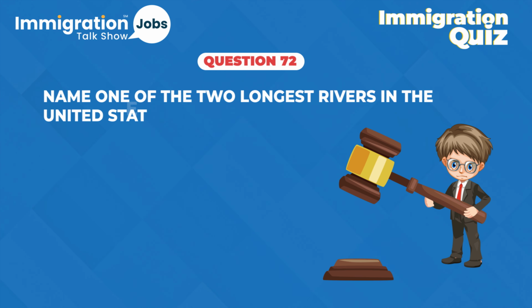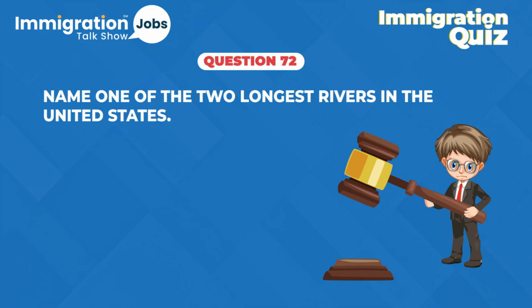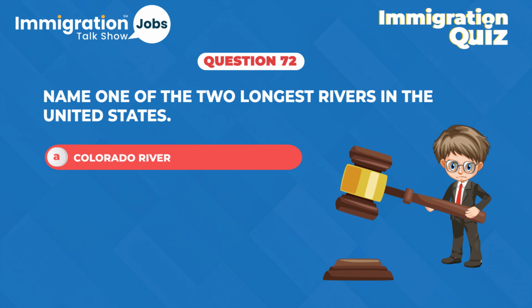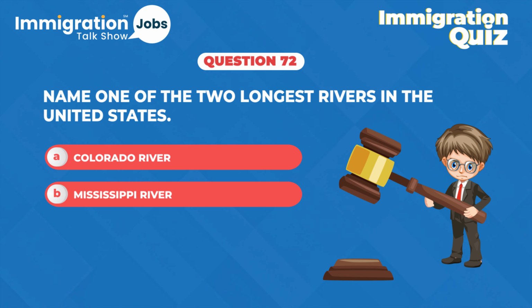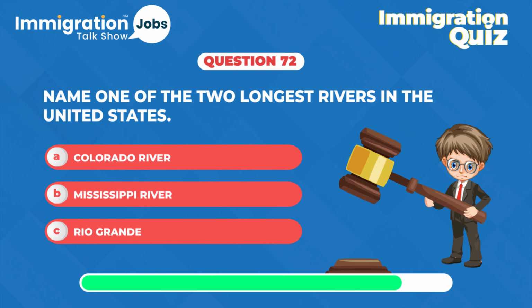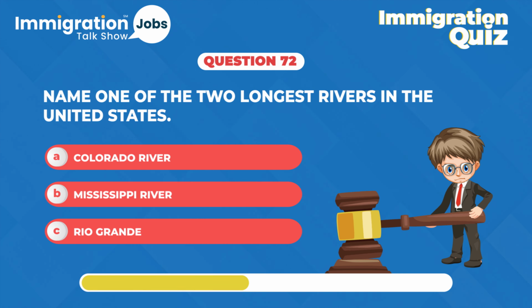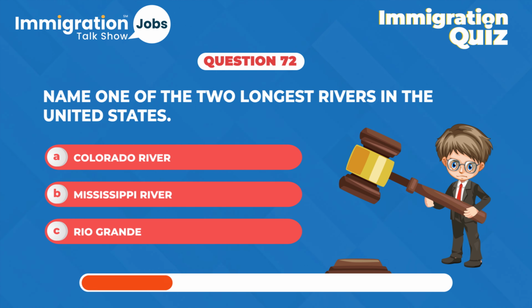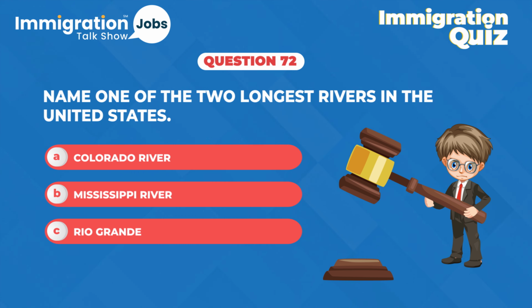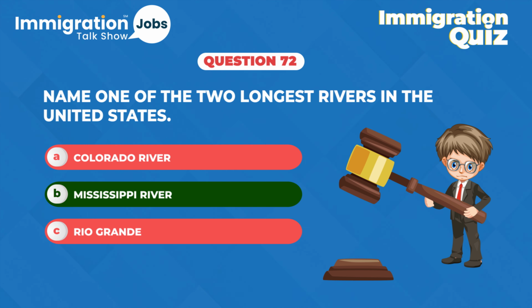Name one of the two longest rivers in the United States. Option A, Colorado River. Option B, Mississippi River. Or option C, Rio Grande. And the correct answer is option B, Mississippi River.